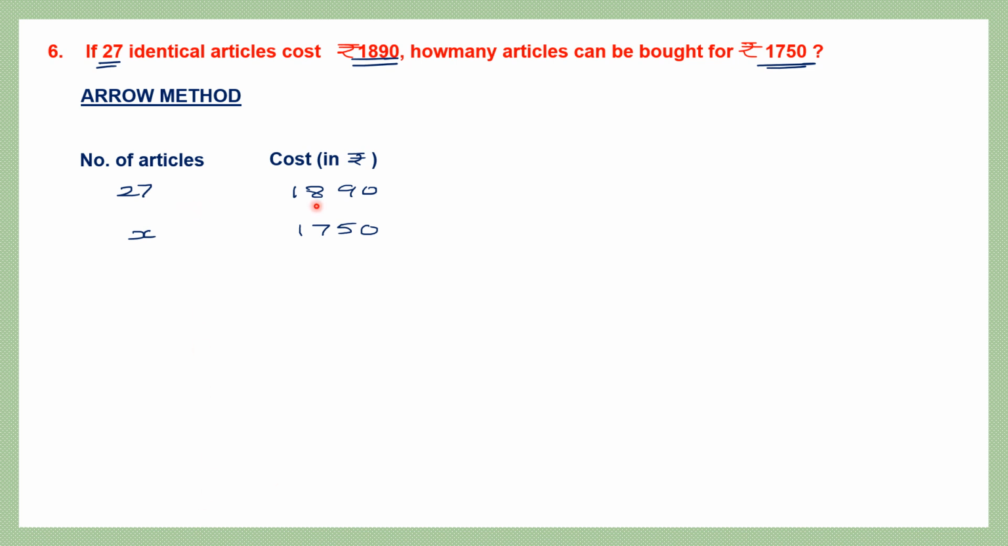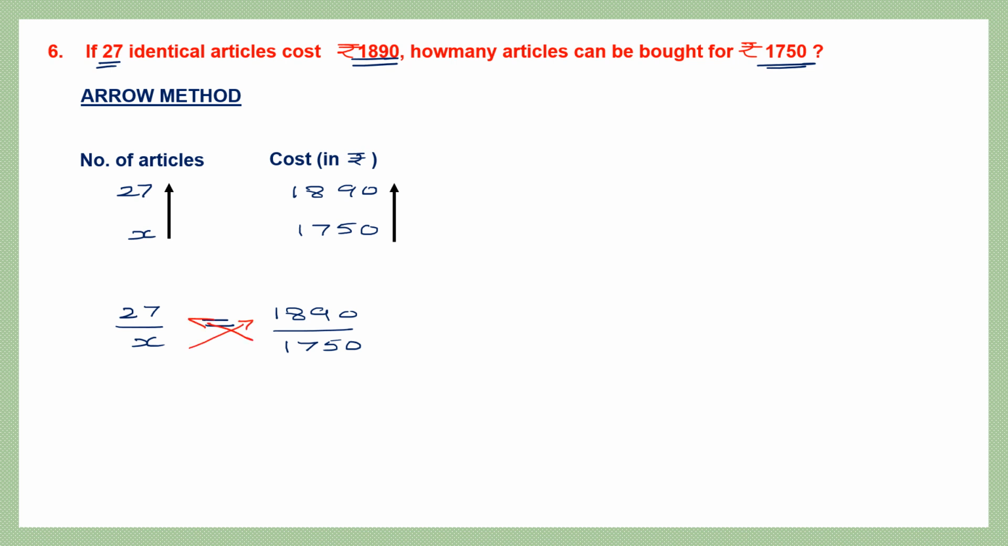Here, as you can see, the cost has reduced from 1890, it's become 1750. That means the number of articles also will reduce. So we can draw our arrowheads in such a way that both are going the same direction, because it's direct variation. Now to write out our steps, see what is close to the arrowhead. Close to the arrowhead is 27, so 27 is the numerator, x is the denominator. On the other side also, what is close to the arrowhead is 1890, and the denominator will be the other number, 1750.